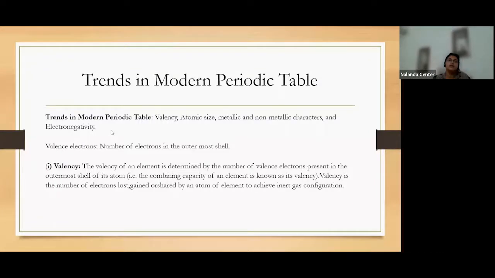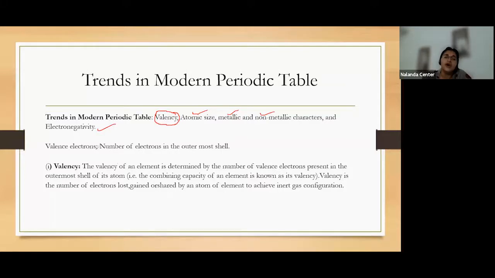Okay, now we are going to see trends in the modern periodic table, which is the last topic of this particular chapter. There are multiple characteristics which we are going to study. First thing which we are going to discuss is the valency. Second thing, atomic mass, metallic property, non-metallic property, and electronegativity.